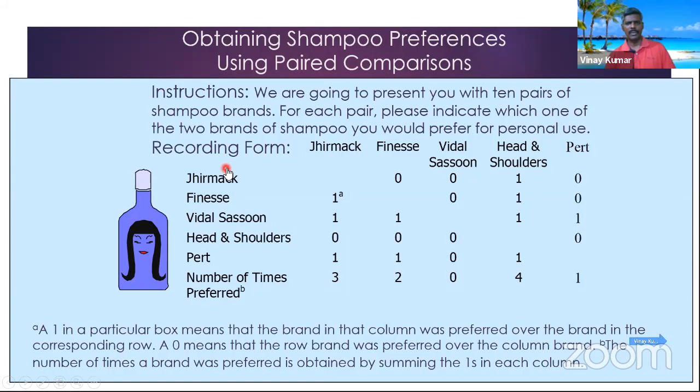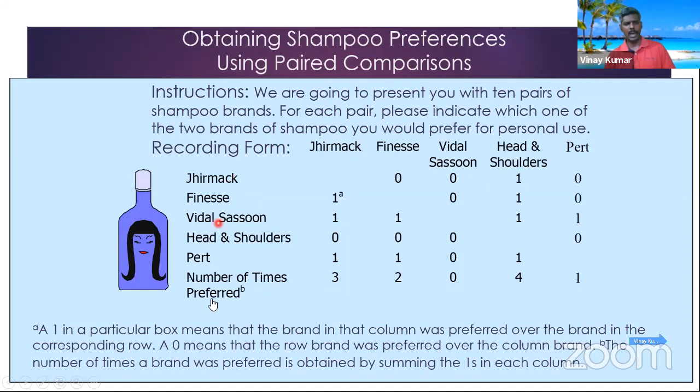Here we have different shampoos, which we can see vertically and horizontally. This is how we compare in pairs. Here the researcher is presenting 10 pairs of shampoo brands, and for each pair, the respondent has to indicate which one of the two brands of shampoo he prefers for his use. So this is one example to understand paired comparison.